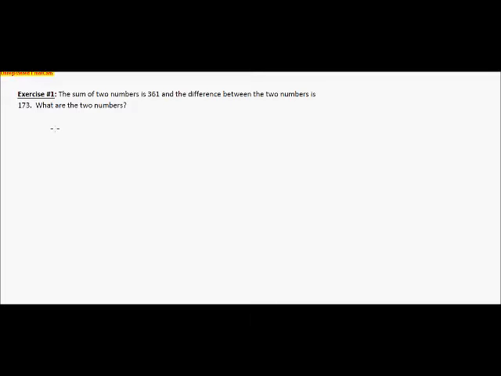So let's try this first one here. They said the sum of two numbers is 361. So let's break this down. Let me just underline the sum of two numbers is 361 because that's going to be one of our equations here. So I'm going to put a 1 up there, and we're going to underline that, okay? And it says also, and the difference between the two numbers is 173, and that's going to be our other equation, all right?